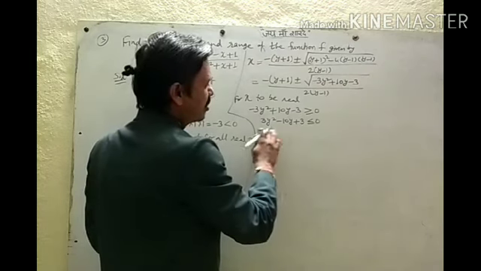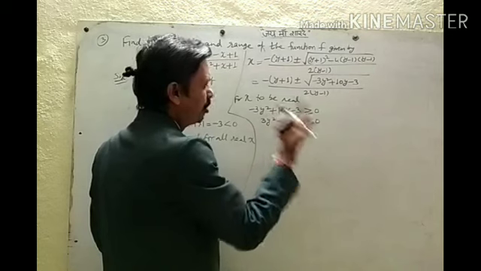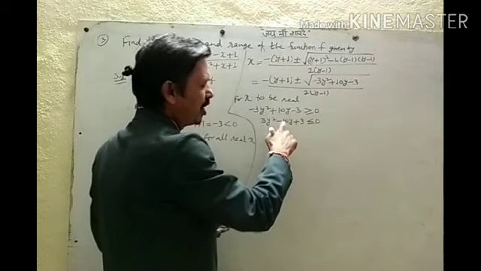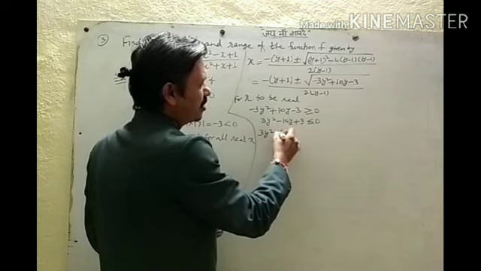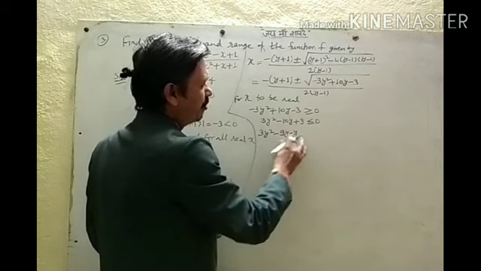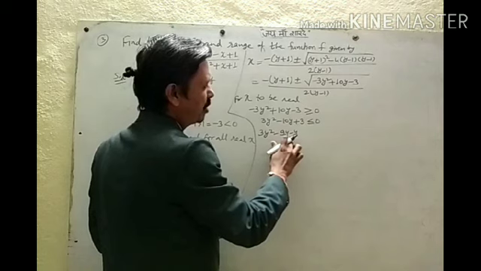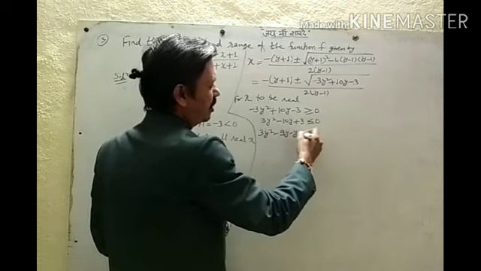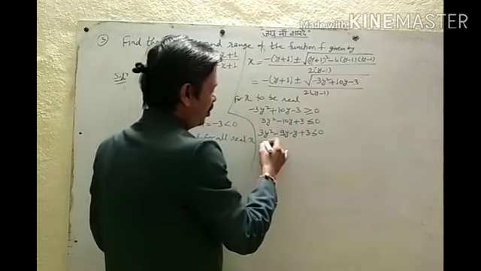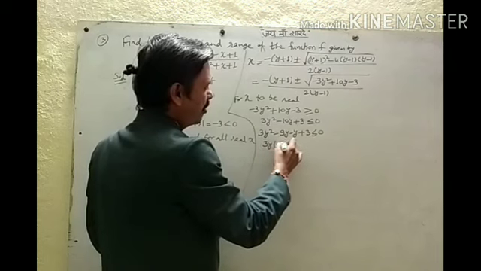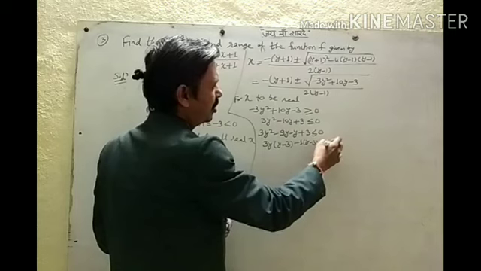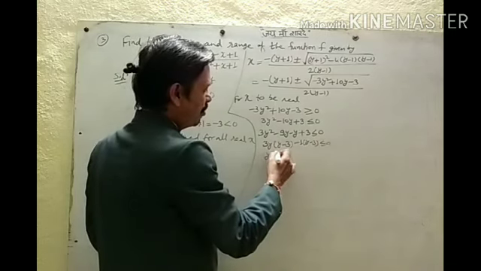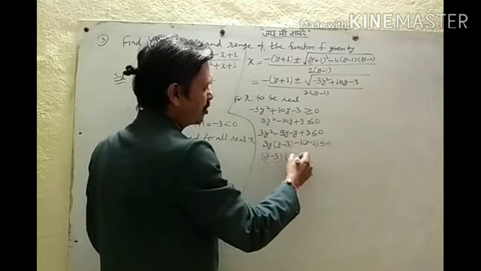Now we factorize this. So 3 into 3, 9. So we need two numbers whose sum is 10 and product is 9. So minus 9y minus y will give you minus 10y, and minus 9 into minus 1 will give you plus 9. So this 3y common, then you get y minus 3, minus 1 common, we get y minus 3, y minus 3 common from here, you get 3y minus 1.